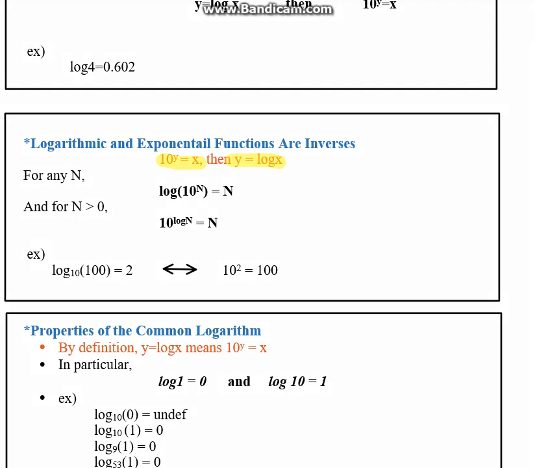For any n, log 10 to the n is going to equal n, obviously, because 10 to the n is, well, n. And for any positive n that's bigger than 0, 10 to the log n is going to equal n. So, for example, if we have log of 100, 100 is basically 10 squared, so we know this is going to be 2. So 10 squared equals 100, so 2.